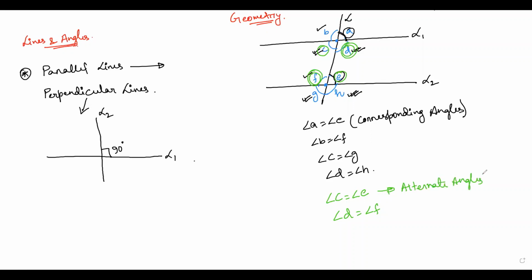Also, when two lines intersect, the vertically opposite angles are equal. So angle A would be equal to angle C, angle B would be equal to angle D, angle F would be equal to angle H, and angle E would be equal to angle G. And all these angles are vertically opposite angles.